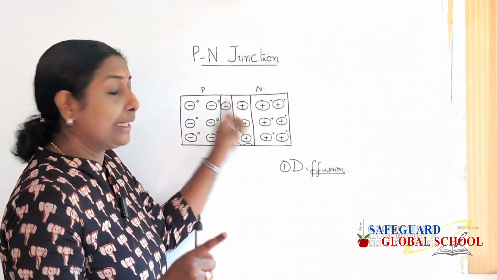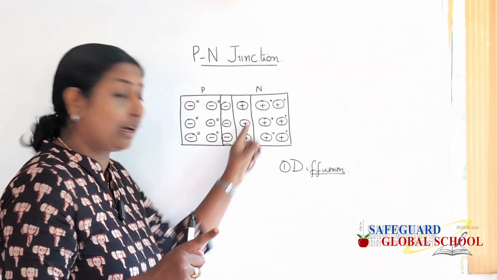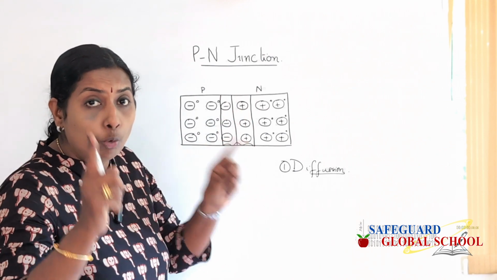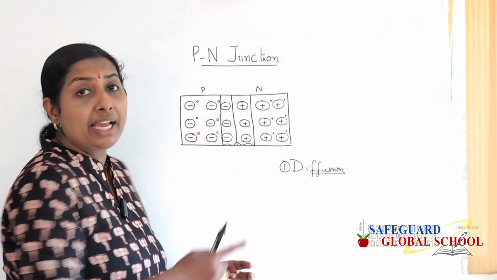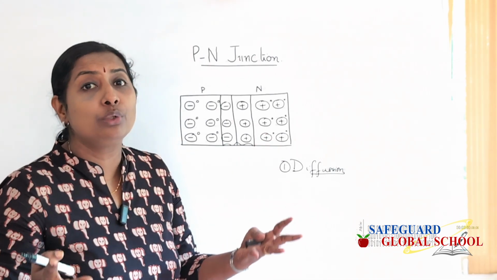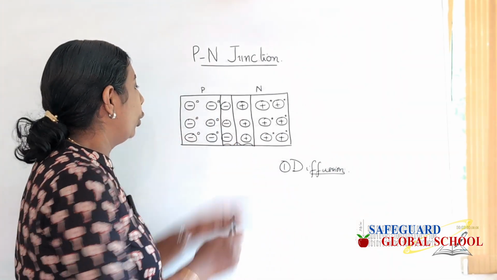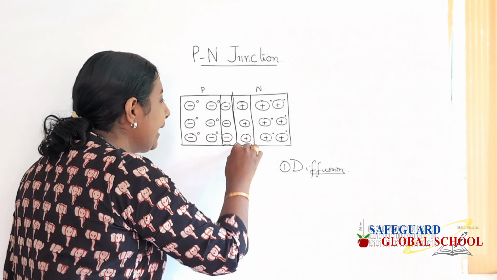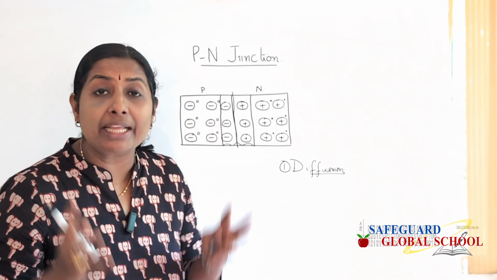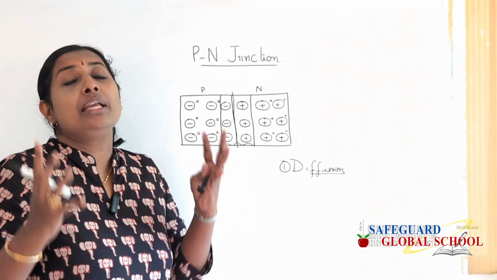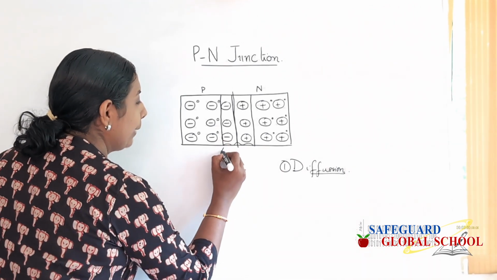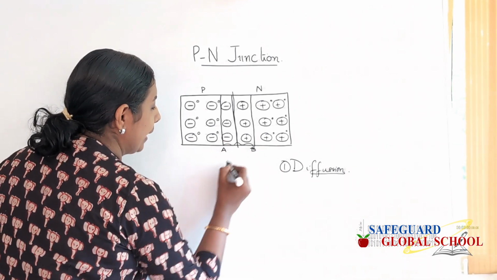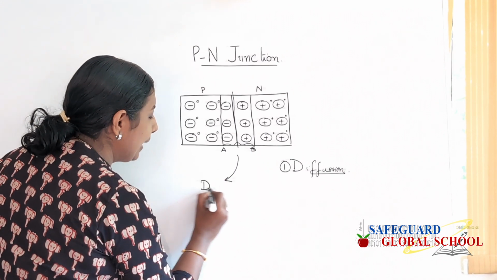The donor atoms and the acceptor atoms are there in and around the junction, but they cannot move and they cannot contribute to conduction. Where are the mobile charge carriers? They have been lost due to the recombination. So, in and around this p-n junction, there develops a region where there are no mobile charge carriers. Such a region, I may call it AB.